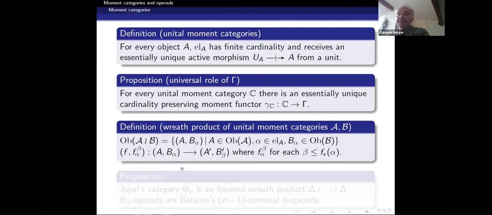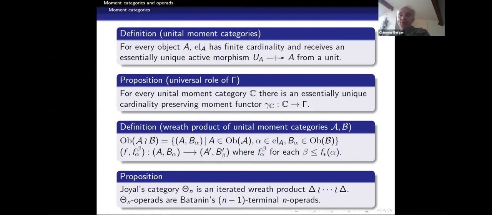And so why is this Riesz product important? This is important because Joyal's categories theta n are iterated Riesz products of delta. So this Riesz product construction gives you moment structures automatically. And so this gives you an active inert factorization system on theta n. And the associated operads are precisely Michael Batanin's n operads, which are trivial below. So this is what is called n-1 terminal in his terminology.